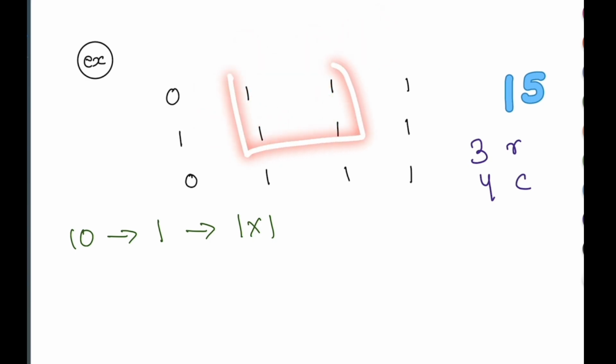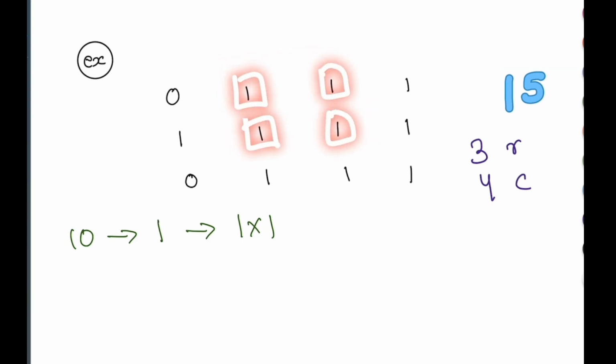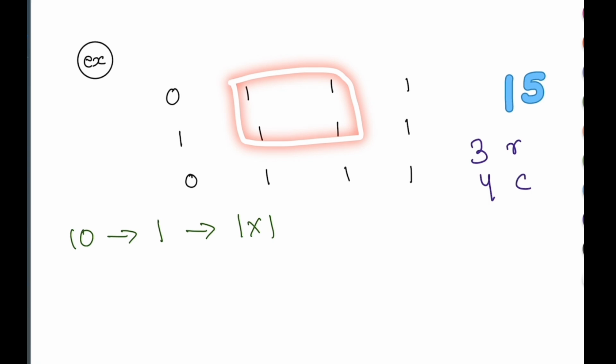So we can count this as well, right? We counted individual elements as a square submatrix, but now we can count this as a square submatrix as well. So let us count all the square submatrices which are of the size 2 by 2. So I can say that this is a square submatrix of 2 by 2, right? I got one.